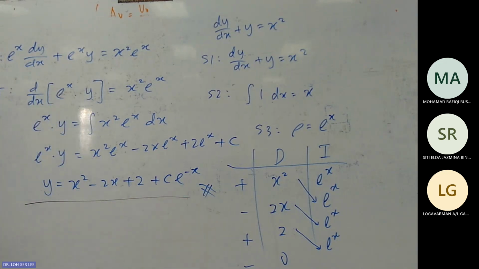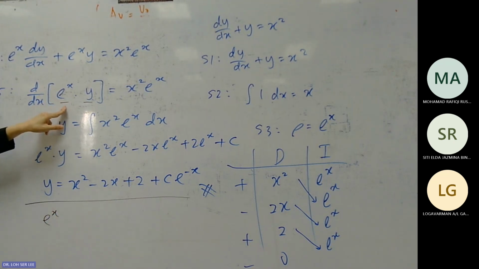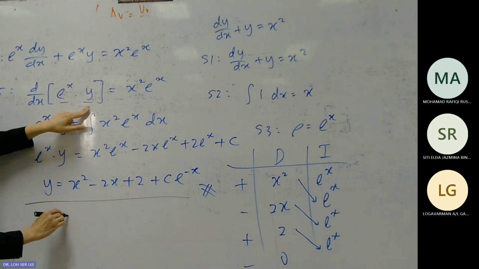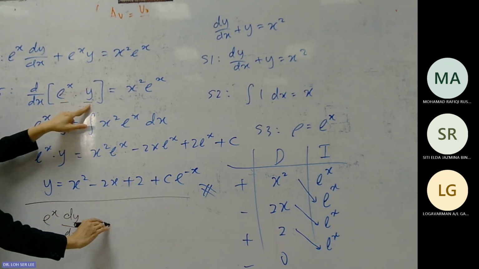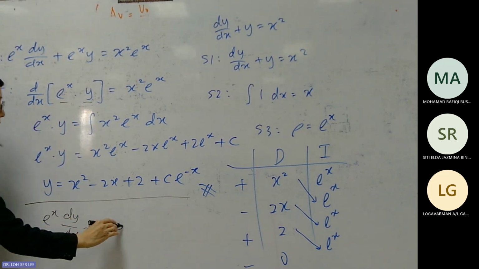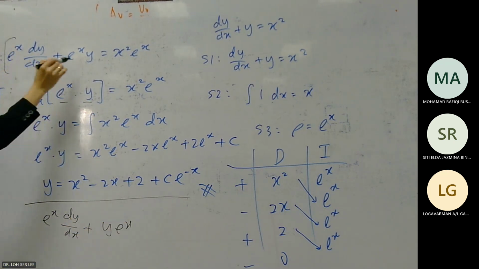Okay, this one, I show you. If you differentiate this function, you will get this back. This is UV. If you are differentiating UV, we use the product rule. So now let's say I copy e^x, differentiate y with respect to x, dy/dx, plus now copy the y, differentiate e^x, you get e^x. Right? You get this back.